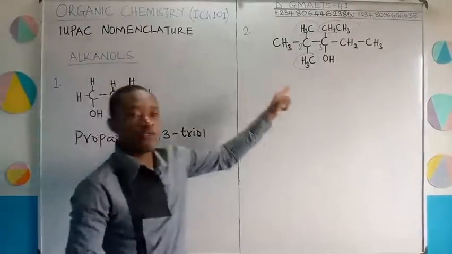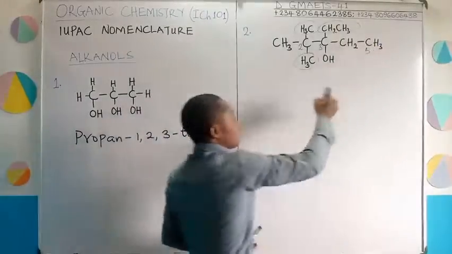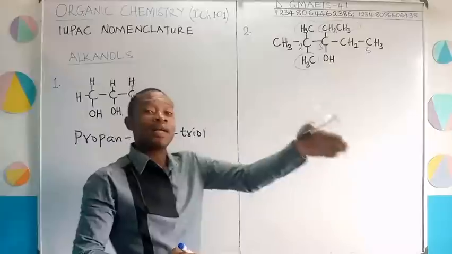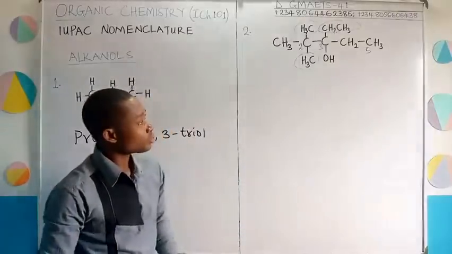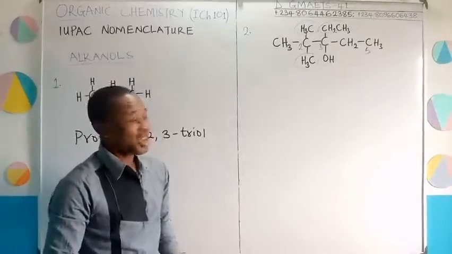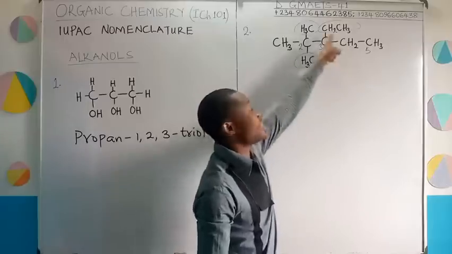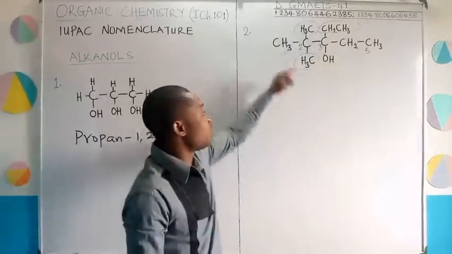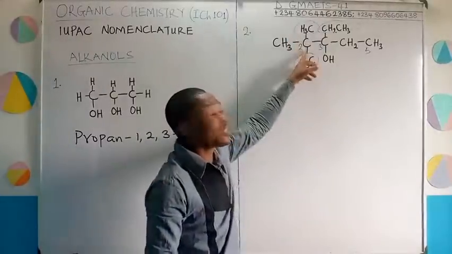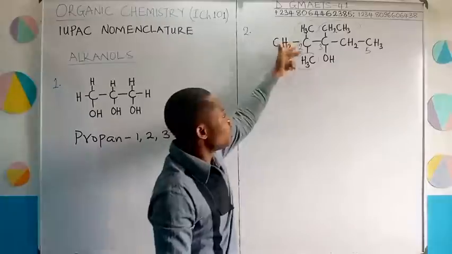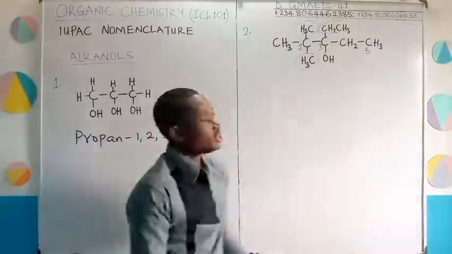The parent name, the prefix will be pentan, because there are 5 carbons. In fact, let me indicate that. This is carbon number 5. Pentan, position of the carbon atom bearing the OH, then you conclude with O. So we go. Attachments mentioned first. This is methyl, this is ethyl. So we have 3-ethyl because ethyl will come before methyl. Then 2,2-dimethyl. There are 2 methyl attachments on the second carbon atom. 2,2-dimethylpentan-3-ol. That's the name of this structure.